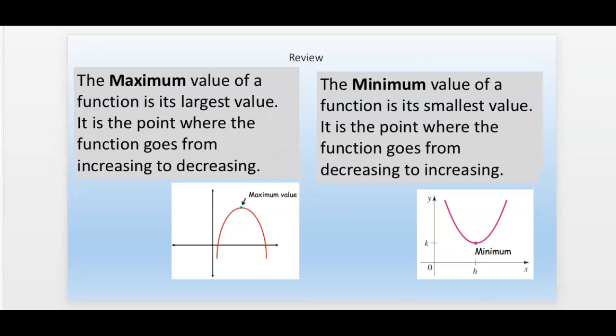Guys, the maximum value of a function is the largest value. It's the point where the function goes from increasing to decreasing, often, but not always. All right, if it's continuous, it certainly is that point. And then the minimum value is the smallest value of the function. Again, look at the y-axis to find the largest or smallest value. The lowest it goes is right here, k. And again, it's often where the function goes from decreasing, all of a sudden it switches, and now it's increasing.